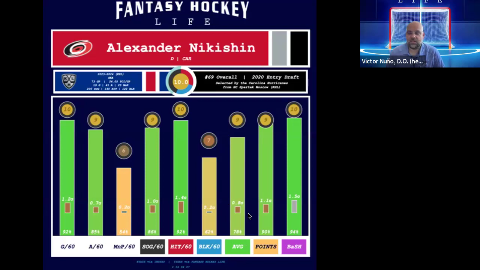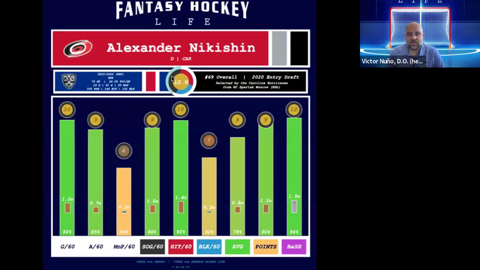This average bar tells you kind of the average of these previous ones. So across all of these categories, he comes out to be a 9. And then the points is obviously just the point categories, and the bash is just the blocked shots and hits. So these last three are just sort of summative of what's going on.